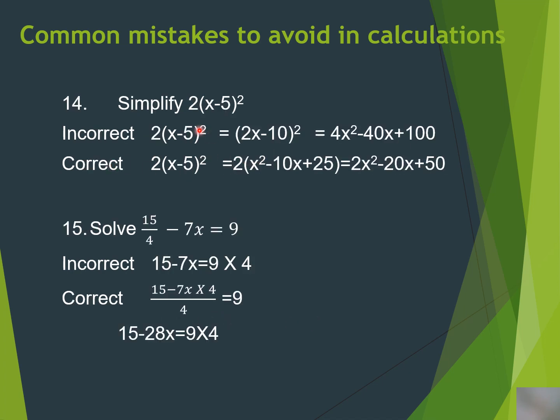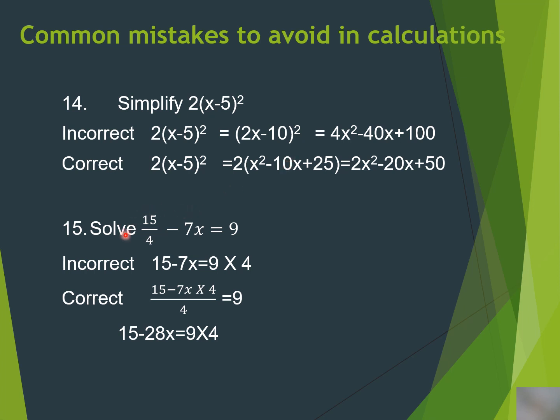Now the next one is simplify 2 into (x minus 5) whole square. So here, the question is to simplify this. Now sometimes children simply take this 2 inside the bracket first and then do the square, then apply the identity (a minus b) whole square, which is the wrong way of doing it. What is the correct way of doing it? You have to first apply the identity (a minus b) whole square over here, solve it, and then multiply 2 by the entire bracket, right?